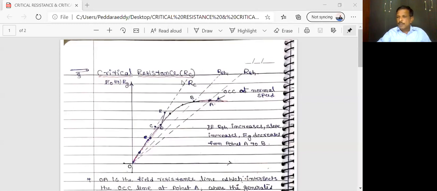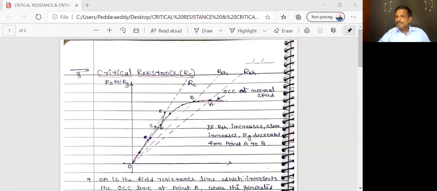Okay, so are you clear? What is the critical resistance line? The line which touches the initial part of the OCC curve is called the critical resistance line, and in this critical resistance line, the generated EMF is minimum. See here, this is the generated EMF. Here the generated EMF is 0. Here the generated EMF is 10 volts. Here 20 volts. Here 40 or 50. Here 100. Here 150. Here 220.